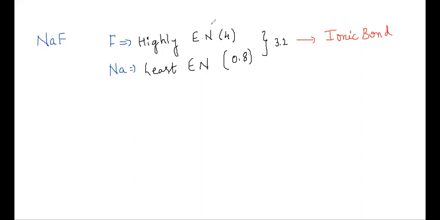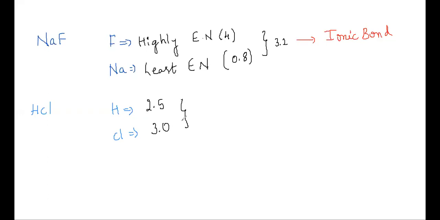So let me take one more example. Let's take HCl. So you know about H, you know about Cl. Can you tell me which is more electronegative among these two? Chlorine, yes. So chlorine is more electronegative, at 3.0, and hydrogen is around 2.5. So this is the electronegativity value of hydrogen and chlorine.